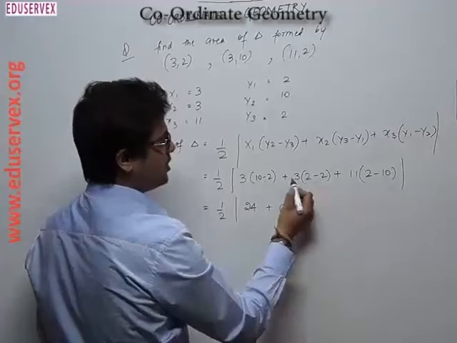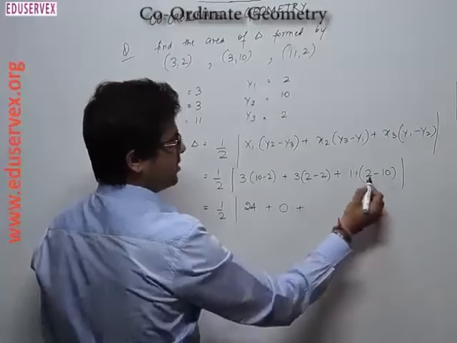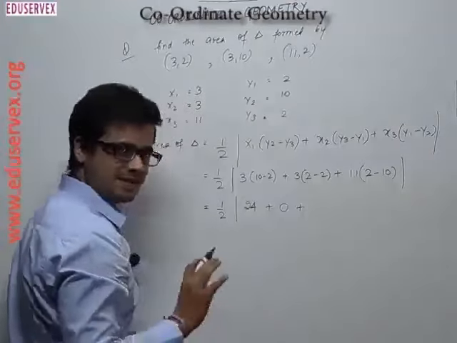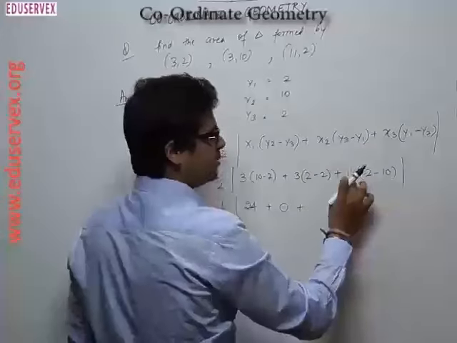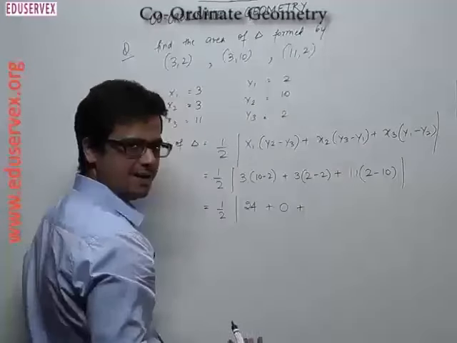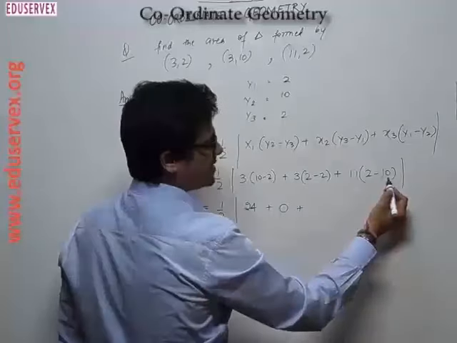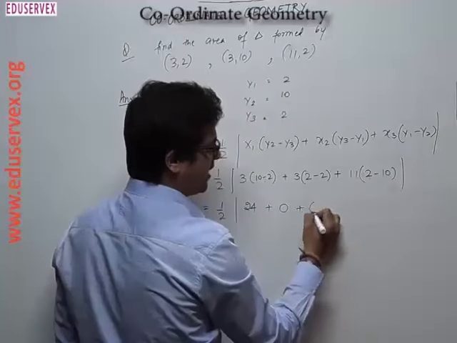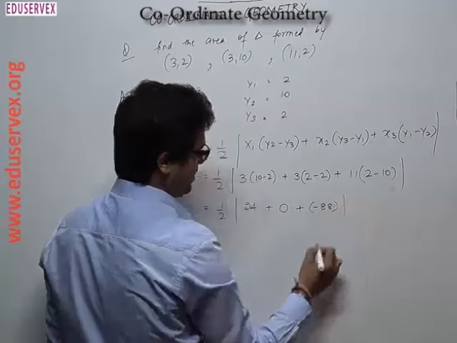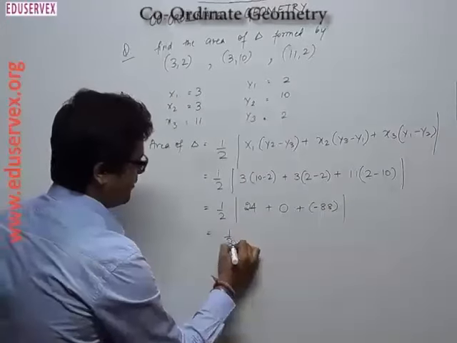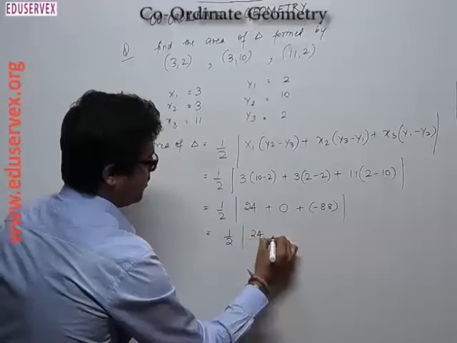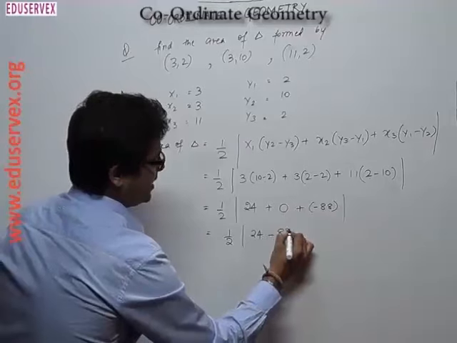Okay, so 2 minus 2 is 0 into 3 is 0, plus 2 minus 10, which is minus 8, and minus 8 multiplied by 11 will give me minus 88. Clear? So this will be half of 24 minus 88.